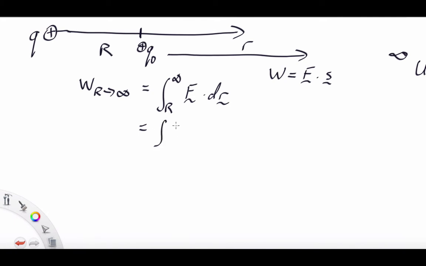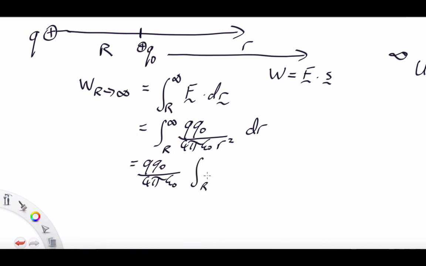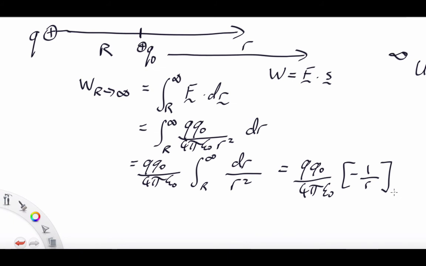So this work will be, now we know the expression for the Coulomb force, it is Q Q0 over 4 pi E0 r squared dr, and bringing all the constant terms out the front, I now have just the integral from R to infinity of dr over r squared, and that will be Q Q0 over 4 pi E0 times the integral of 1 over r squared, which is r to the minus 2, is minus r to the minus 1, and that is minus 1 over r, and again going from R to infinity.